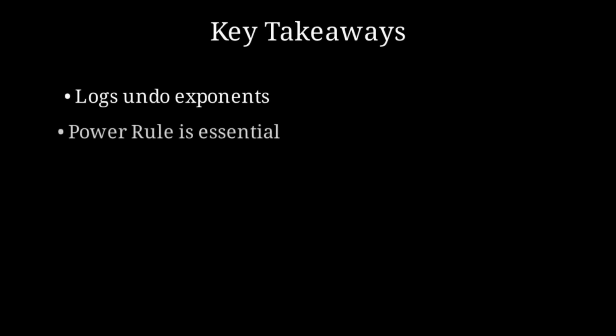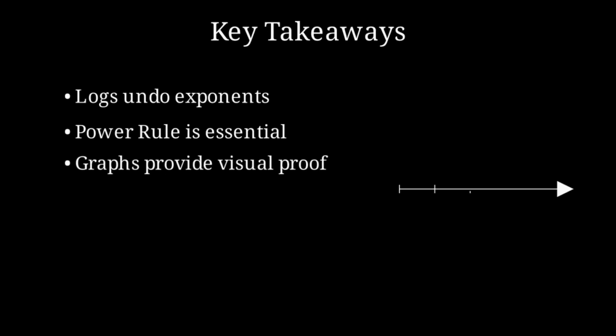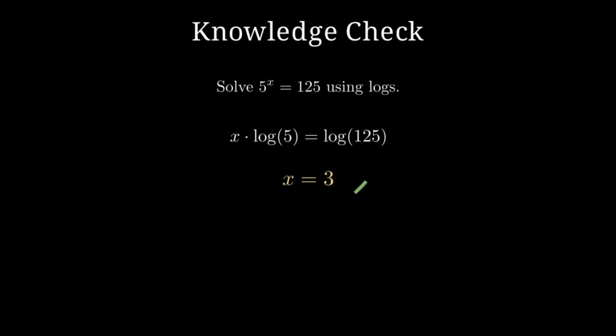Remember that logarithms and exponents are two sides of the same coin. Mastering the transition between these forms allows you to solve growth and decay problems with precision and confidence. Try this one, 5 to the power of x equals 125. Using our steps, you'll find that x equals 3.